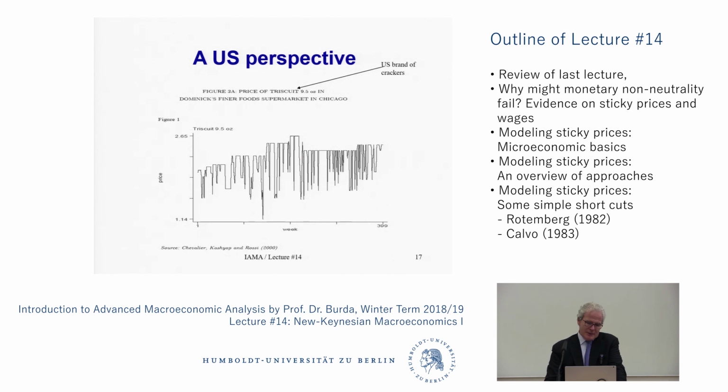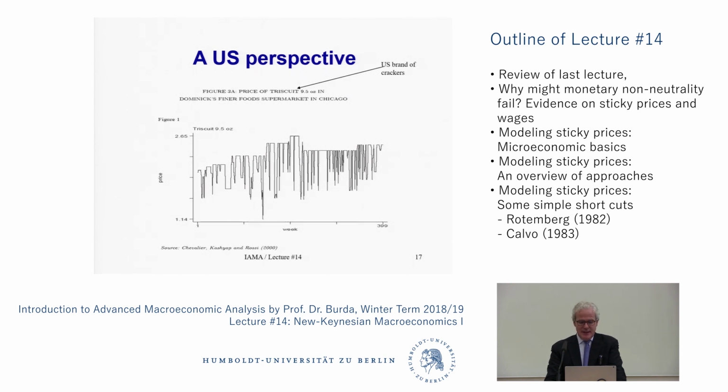This is another interesting picture. This is a paper by Chevalier and co-authors where they look at the price of a type of cracker in a single store. Okay, now I don't know if you know what crackers are. Cracker, it's a Triscuit. Americans really like Triscuit crackers. Okay, what you see here is quite fascinating. This is Dominick's Finer Foods supermarket. It's a chain in Chicago.